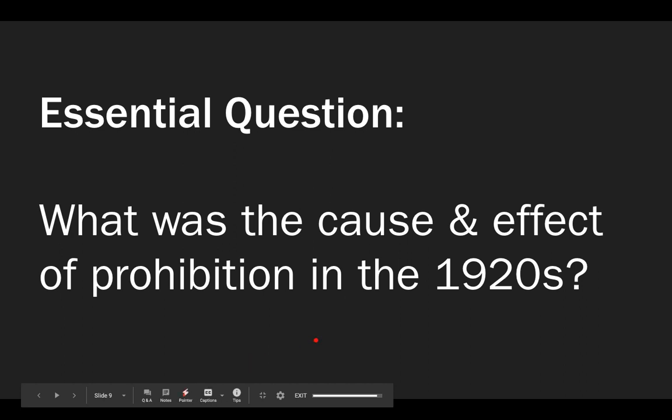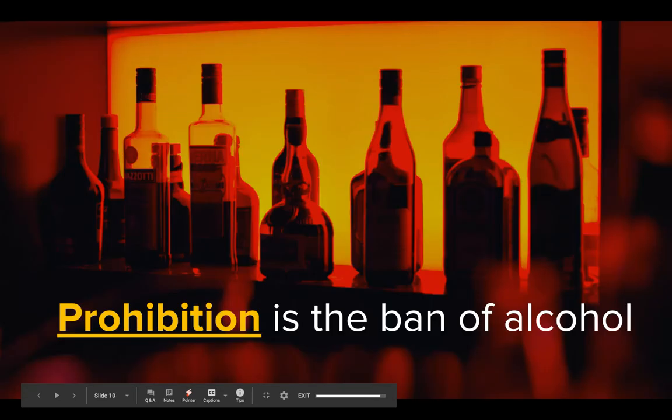We're going to jump on in with our EQ, which is: what was the cause and effect of Prohibition back in the 1920s? We're going to start with what is Prohibition. Prohibition refers to a time period in US history from 1920 all the way through 1933, a 13-year period where we banned the sale of alcohol in the United States.